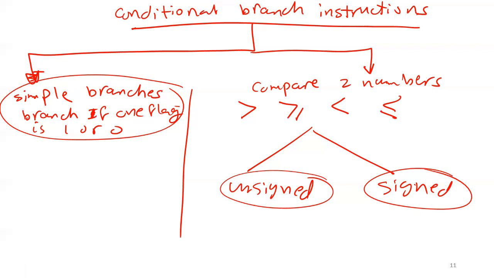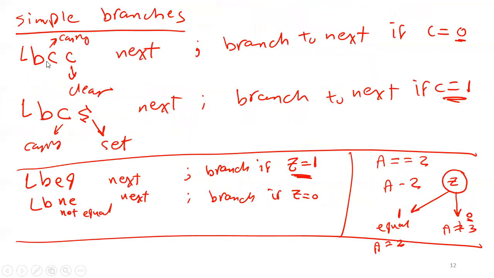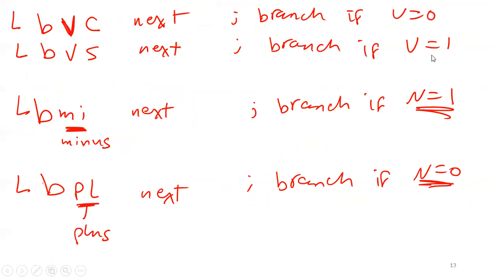Here is what I explained: branch if carry is clear, branch if carry is set, branch if equal. Equal means the zero flag is 1. Branch if not equal means the zero flag is 0. Branch if the overflow flag is 0, branch if the overflow flag is 1. Branch if the negative flag is 1, branch if the negative flag is 0, minus or plus. Is that okay?